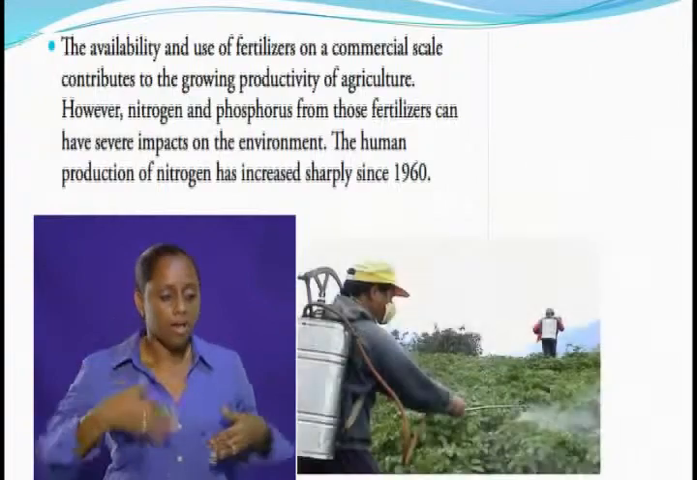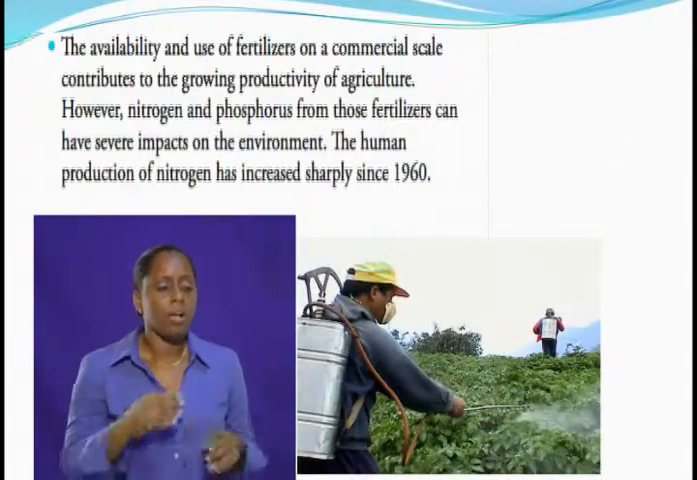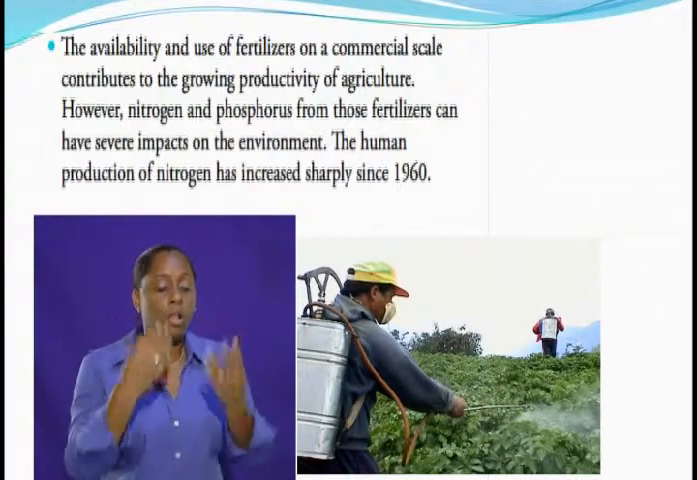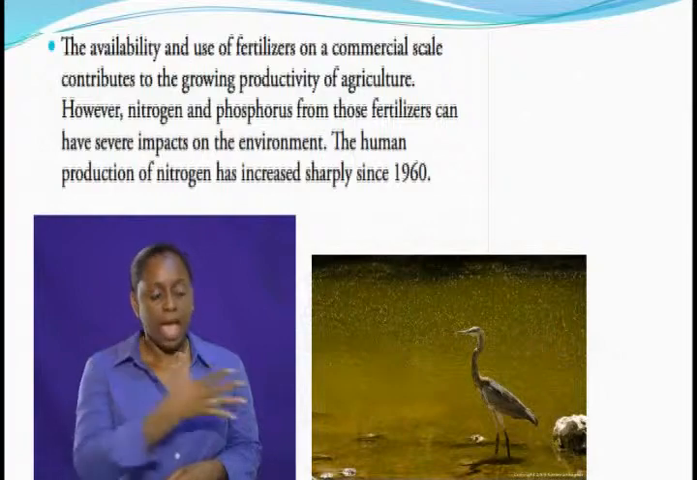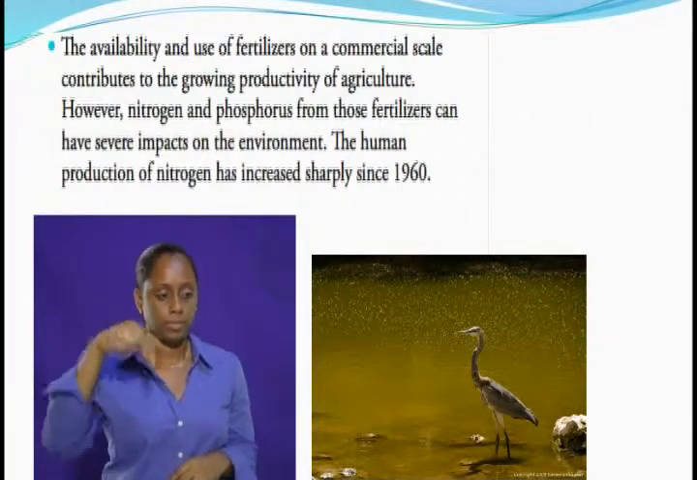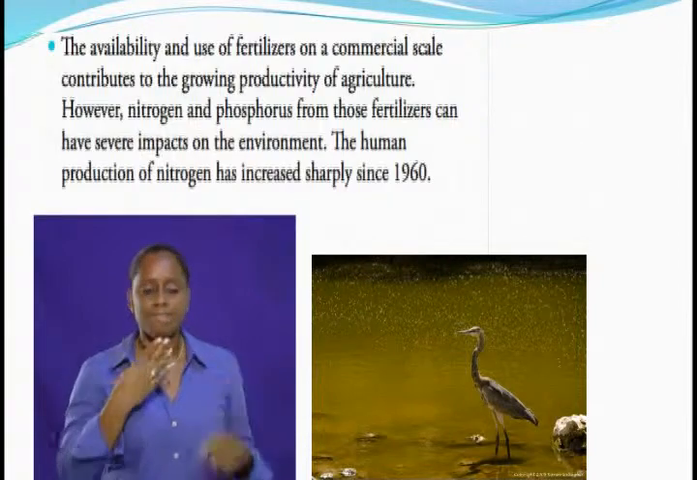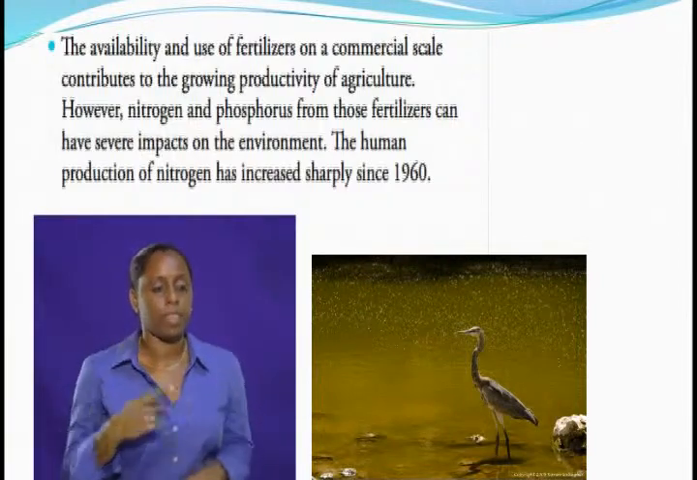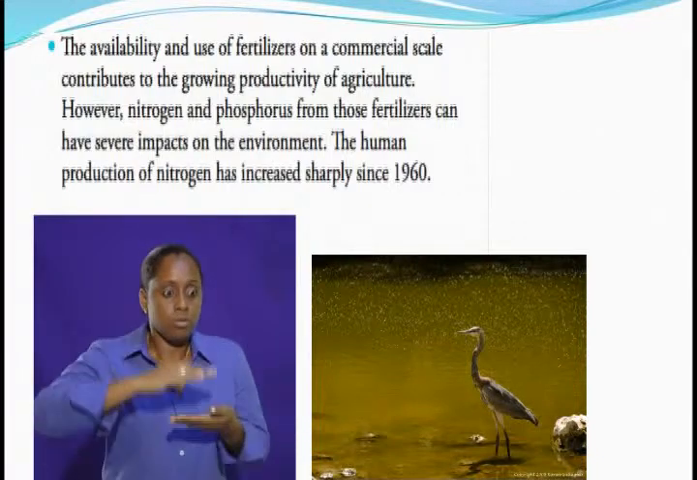The availability and use of fertilizers on a commercial scale contributes to the growing productivity of agriculture. However, nitrogen and phosphorus from those chemicals can have severe impacts on the environment. The human production of nitrogen has increased sharply since 1960.